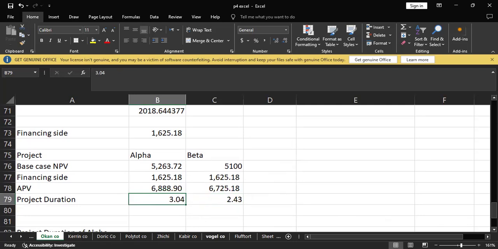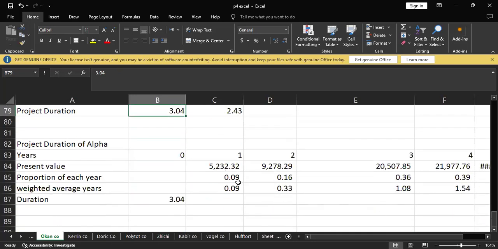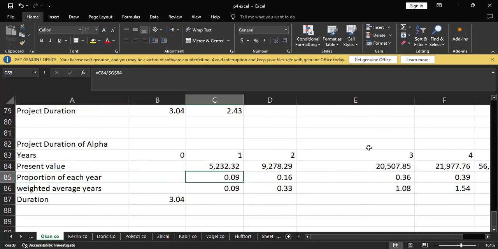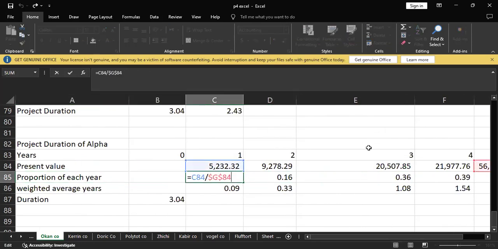Now, guys, computing the duration is just a step-by-step approach. You will take the present values of this project, which we have already computed. Above, you will state them and beside that, you will have the total of them. Now, the second step is you will calculate the proportion. How are you computing the proportions? Total amount divided by the current year amount.